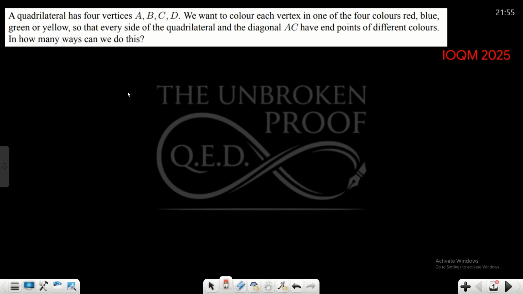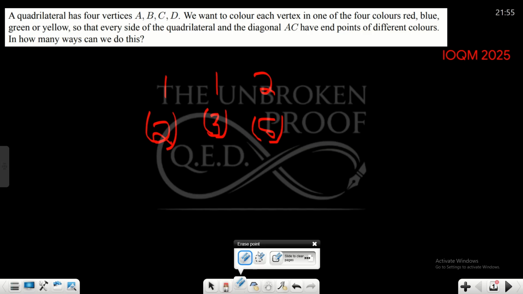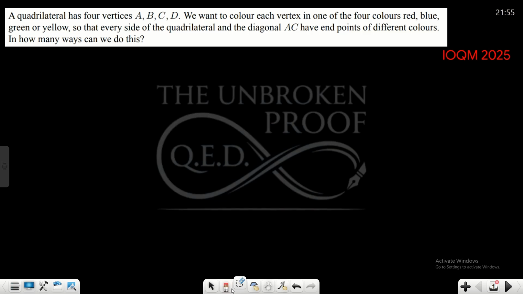And in this combinatorics for IOQM 2025, there are two 2 mark questions, one 3 mark question, and two 5 mark questions. So totally we have 4 questions to be discussed here. Now let us start with the first question.